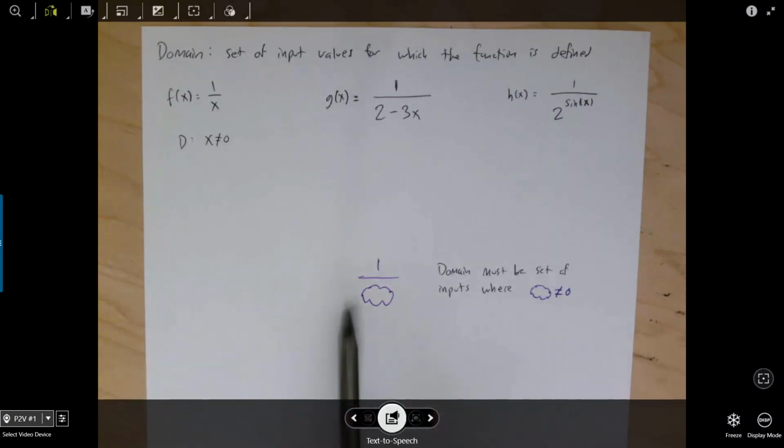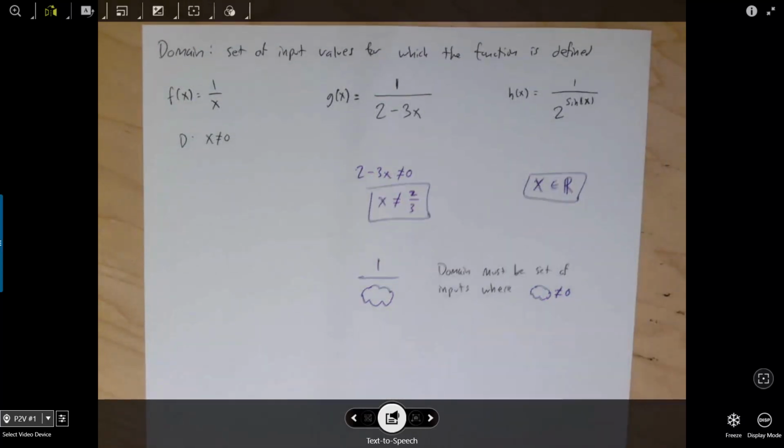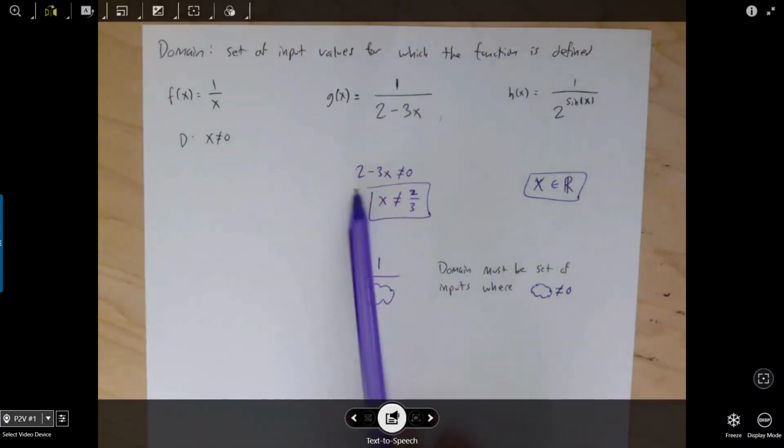We know that whatever's in the denominator has to not equal 0 in order for the function to be defined. So any x value that makes the denominator not 0 must be part of the domain. So just like last time, why don't you set up some equations and try and figure out what's the domain of h and g.